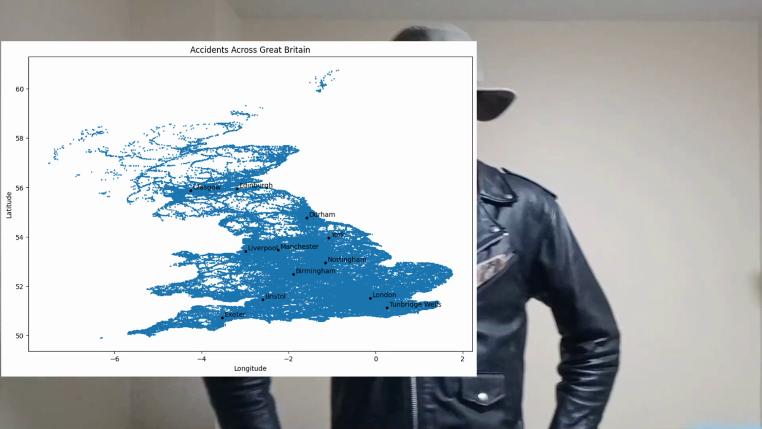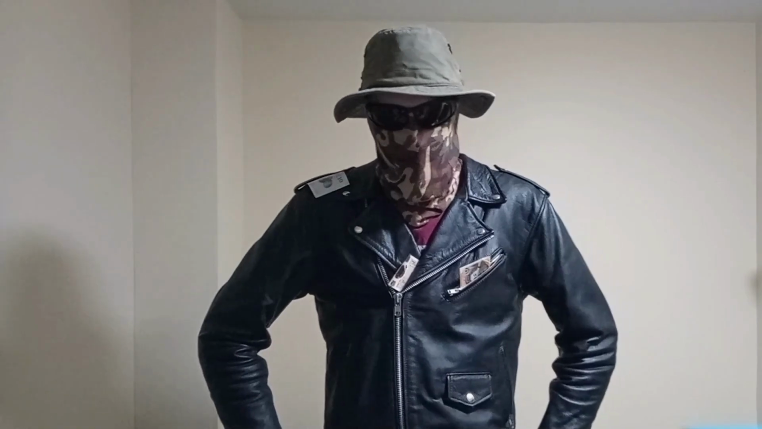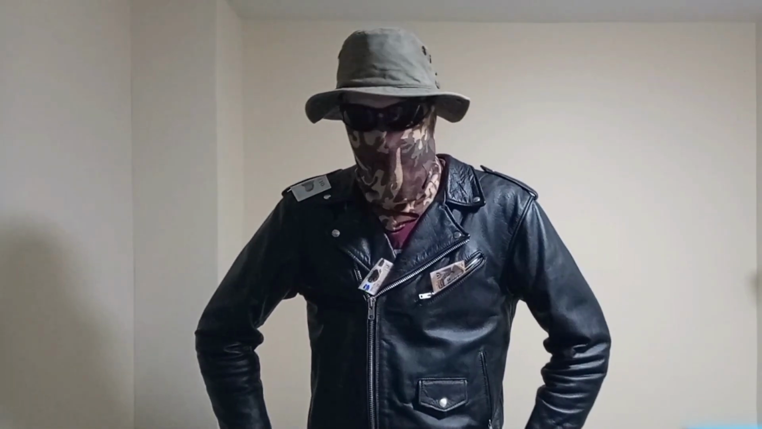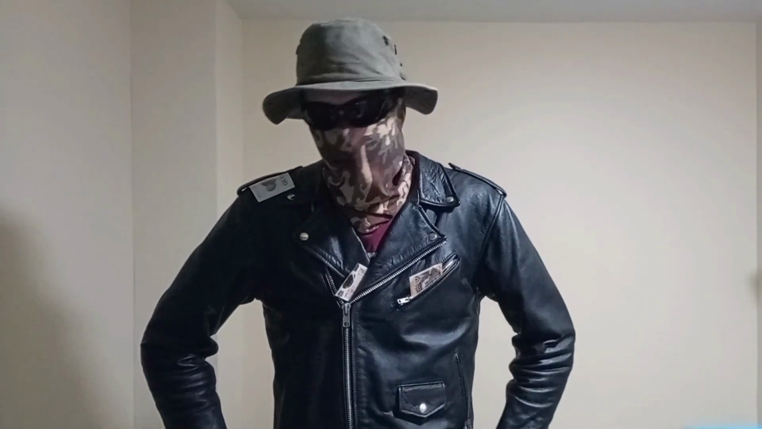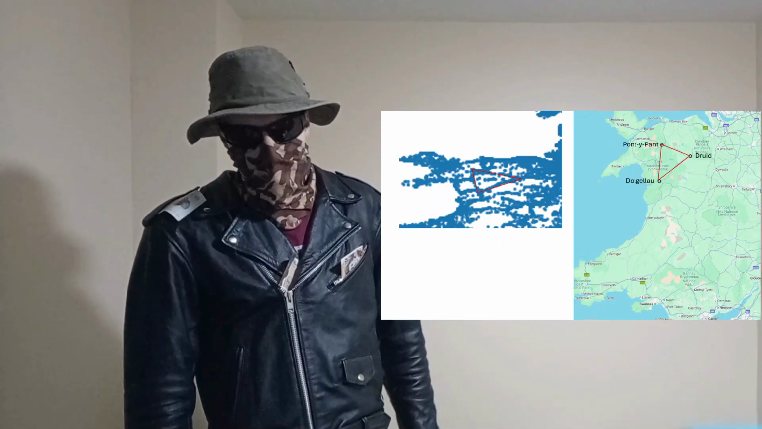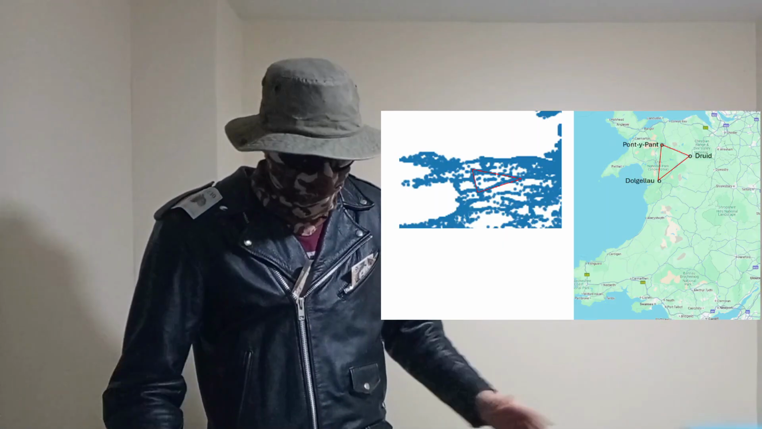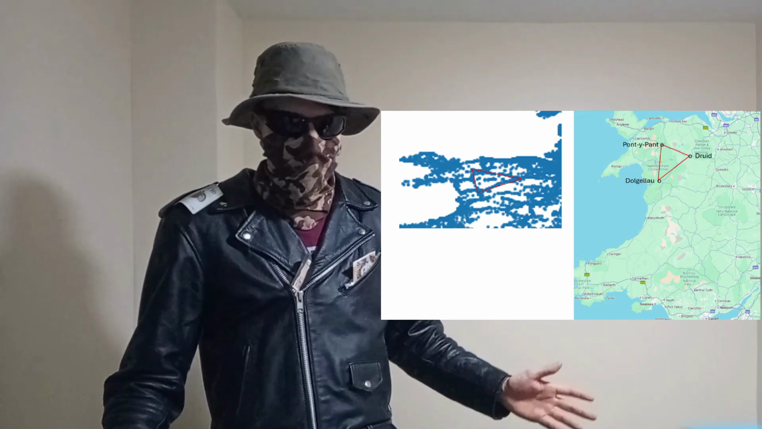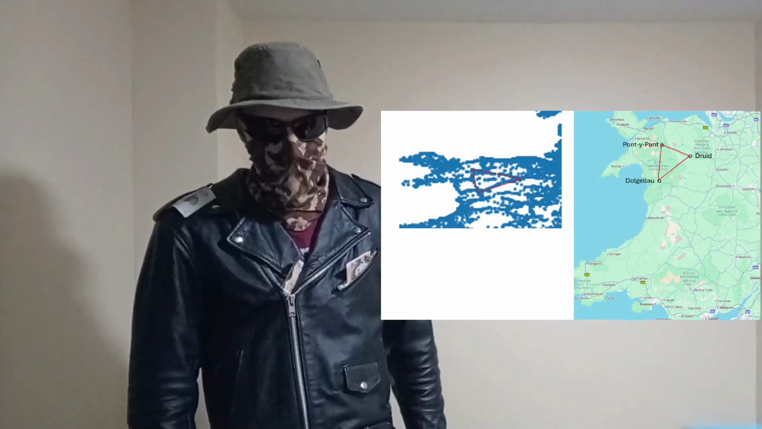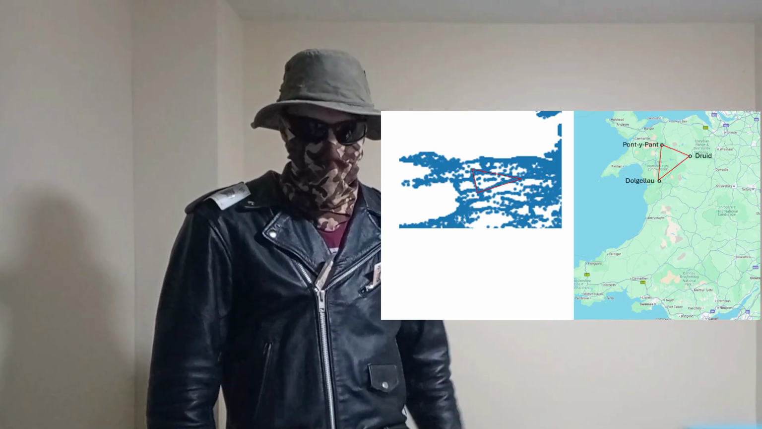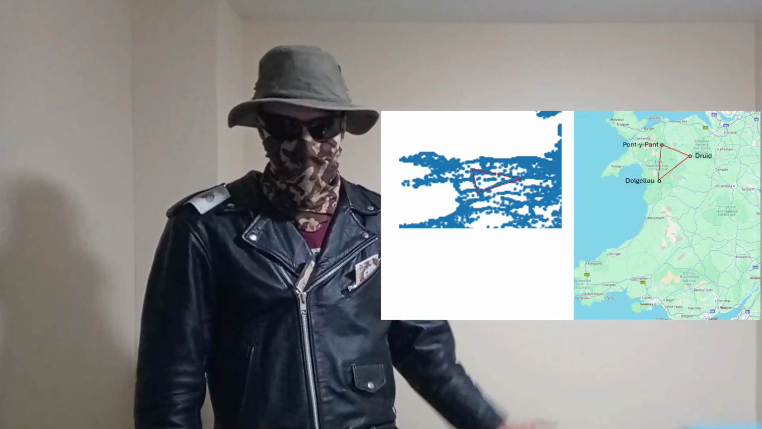reasonably well. Something very interesting to point out is that where the points aren't denser than the members of the Exeter University rugby squad, you can actually make out the individual roads. In North Wales, for example, this triangle of accidents are actual roads in North Wales, made up of the A5, A427 and A494, meeting at Druid, Dolygyniw and Pontwypant.